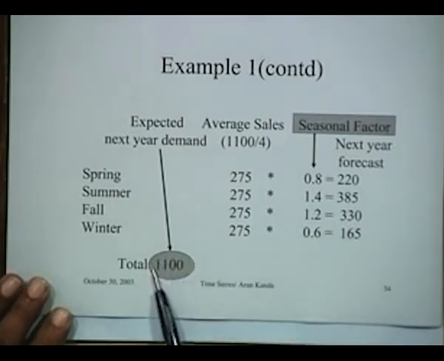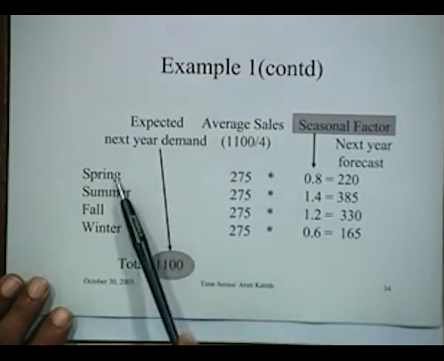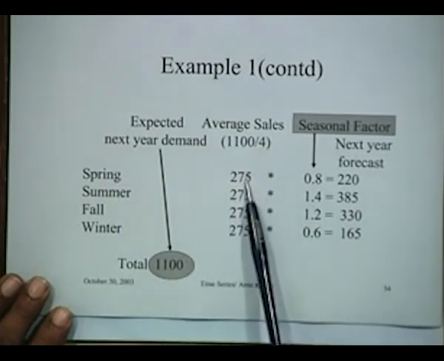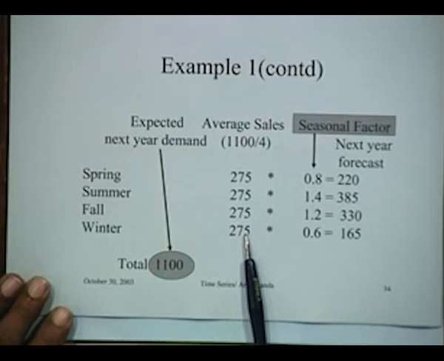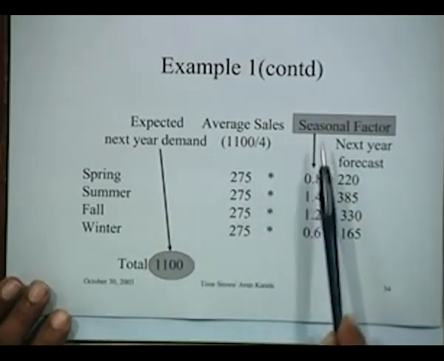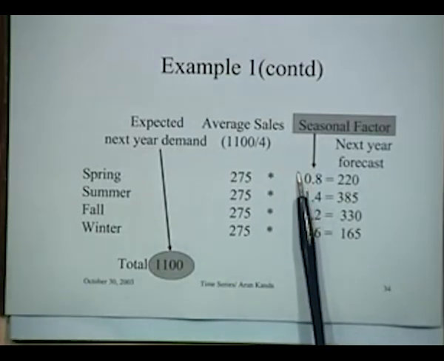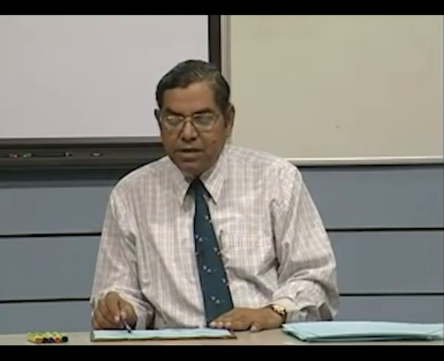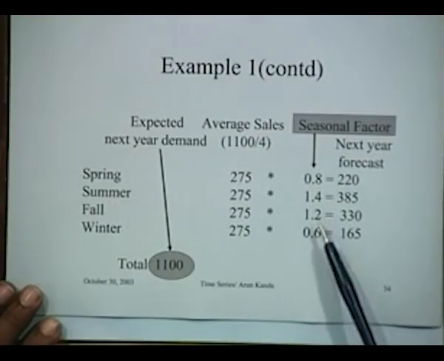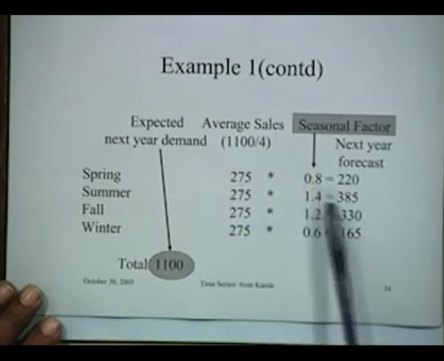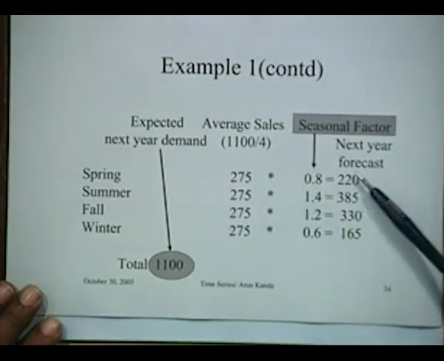So we say that the total demand for next year is likely to be 1100, which means that the average sales during the period for the next year are likely to be 1100 divided by 4, so 275. This is the average for next year. What we now do is we assume that the seasonality factors that we have computed in the last year will continue to operate in the next year. So for the spring season it was 0.8, 1.4, 1.2 and 0.6. So we utilize the seasonal factors there, multiply this and you get the next year's forecast. So this is the intention.